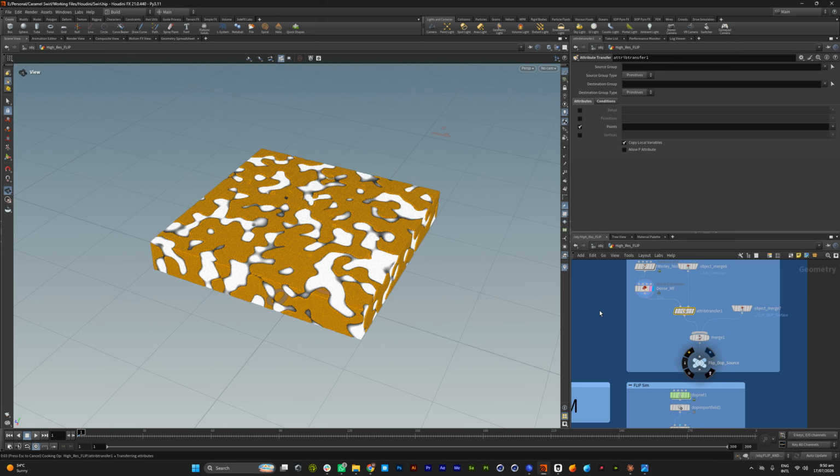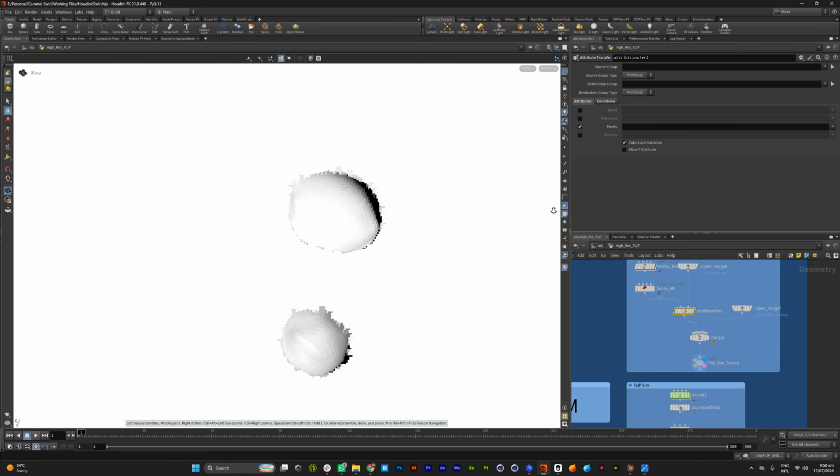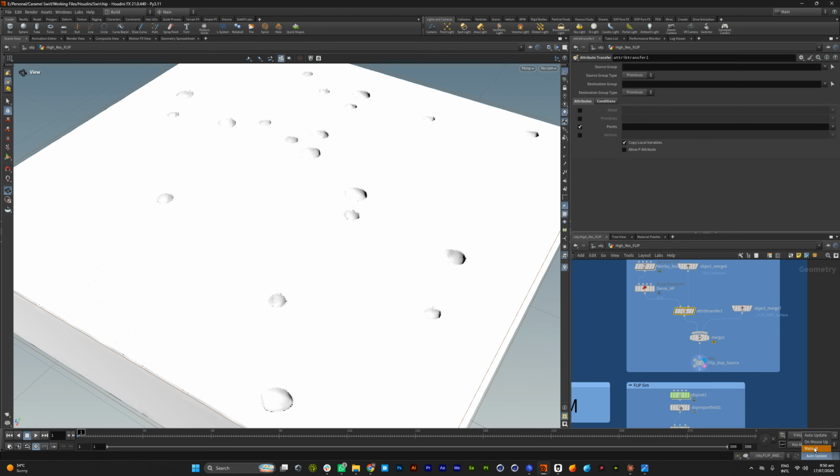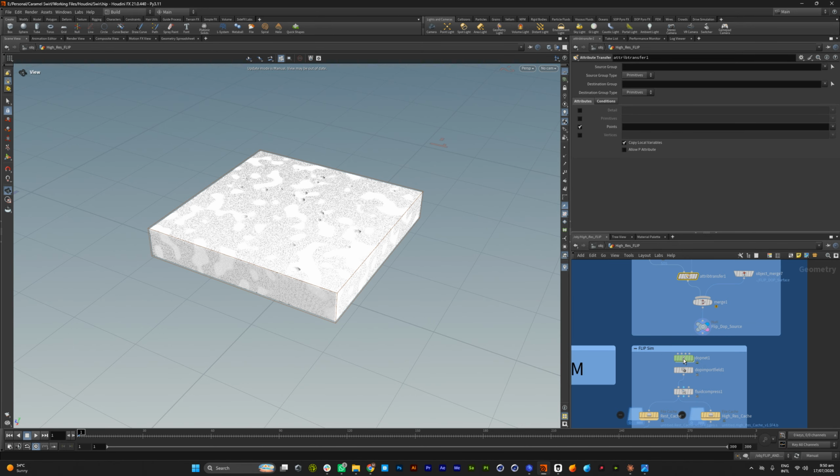And oh my god, this is going to take some time again. Give it a second. Yeah, there you go. And there you have your DOP source. I'm just going to turn this to manual and run you through the flip simulation settings really quickly.